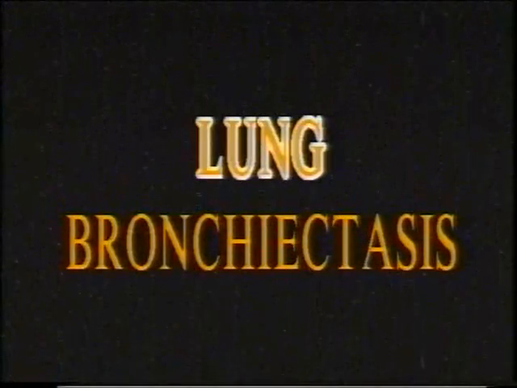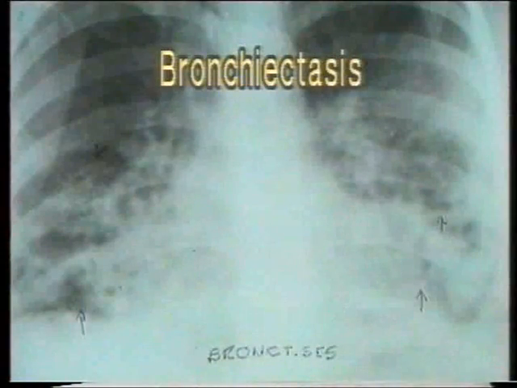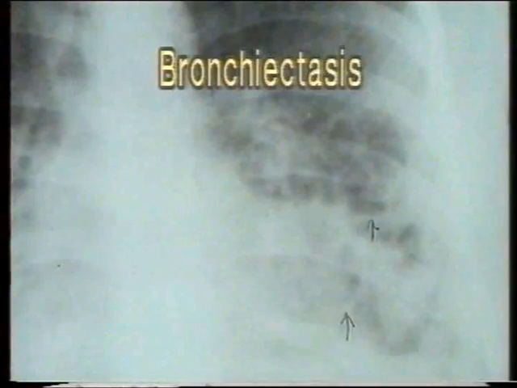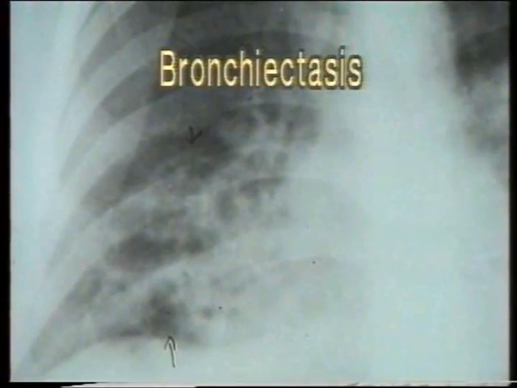Bronchiectasis. Bronchiectasis is characterized by increased bronchial shadowing in the affected areas of the lungs, sometimes with multiple cystic areas. Note this X-ray of the chest with increased markings in both the lower lobes. A close view shows multiple cystic cavities in the medial part of the lower lobes, characteristic of cystic type of bronchiectasis.